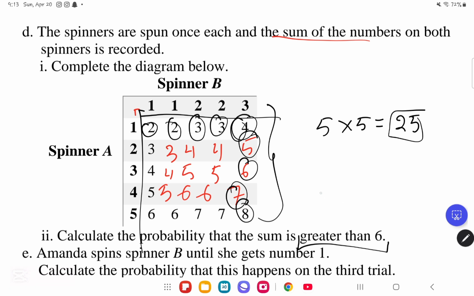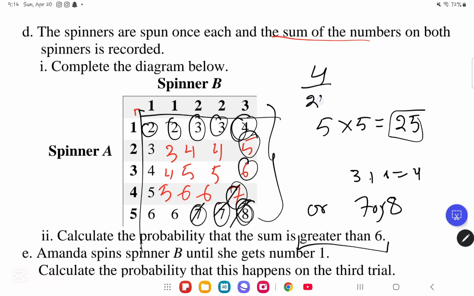They need the probability of getting greater than 6. Getting greater than 6 means what? What's the biggest number? You have 8. So it means either getting 7 or 8. So let us calculate the probability of getting 7 or 8. For 7, how many do you have? You have 3. And for 8, you have 1. 3 plus 1 is 4. So 4 out of the total, which is 25. So the probability of getting a sum greater than 6 is 4 out of 25.